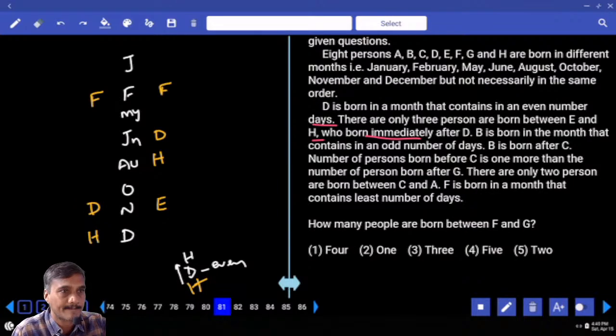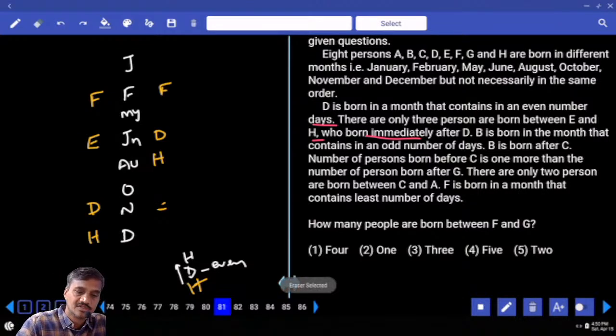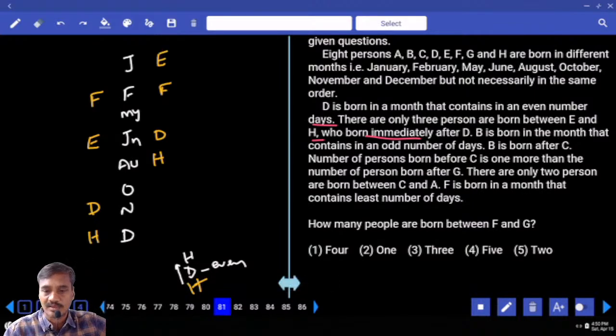Then in this case, D is born in an odd even number, and 3 persons between E and H. 1, 2, 3 is here. Now 3 persons between E and H. H is here, so 3 persons. Where should this E be? E must be in the month of January, and H born immediately after D.